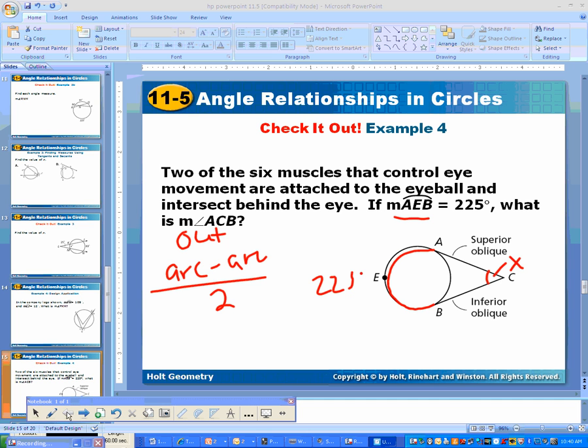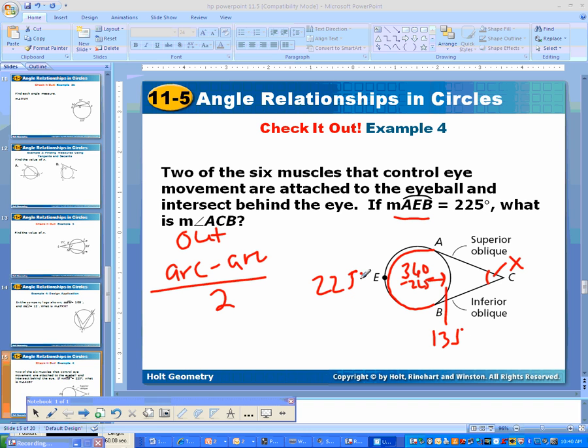So some of you are saying like, come on, Ms. Broyles, you didn't give us enough information. Well, let's think about this. This whole thing, the eyeball, it is 360 degrees. So if this part is 225 degrees, this part, this minor arc, is going to be 360 minus 225. So let's see, 360 minus 225. That means that this is 135 degrees.